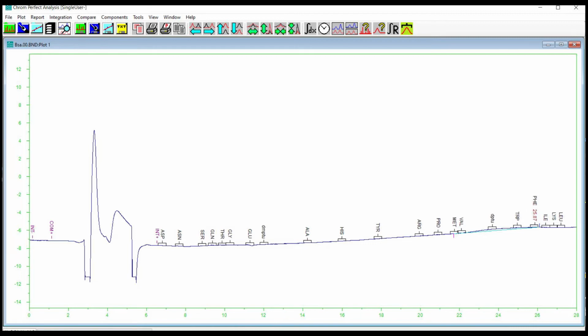Column bleed, on the other hand, is something that happens during every run, and can only be reduced by subtracting a chromatogram. Watch our Chapter 3 video on smoothing theory for more on noise and drift.